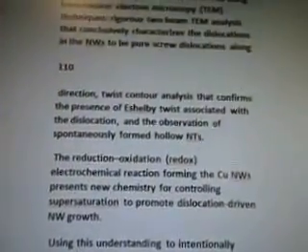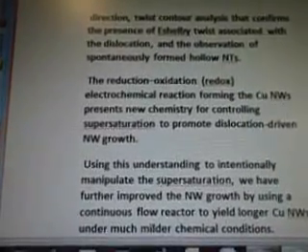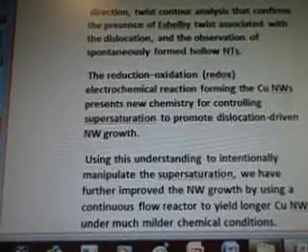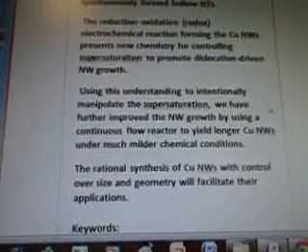Twist contour analysis that confirms the presence of an Eshelby twist associated with the dislocation, and the observation of spontaneously formed hollow NTs. The reduction-oxidation, redox, electrochemical reaction forming the Cu NWs presents new chemistry for controlling supersaturation to promote dislocation-driven NW growth.